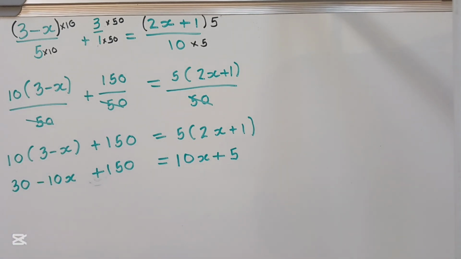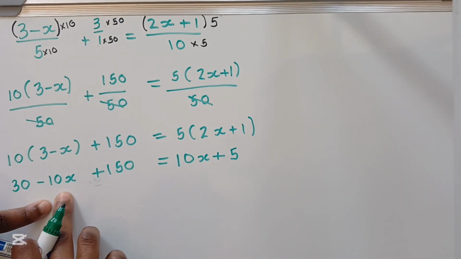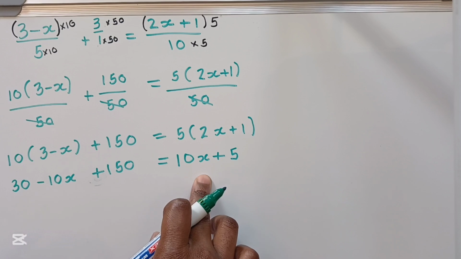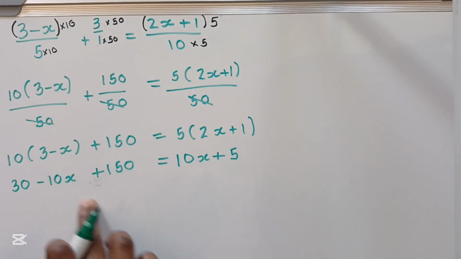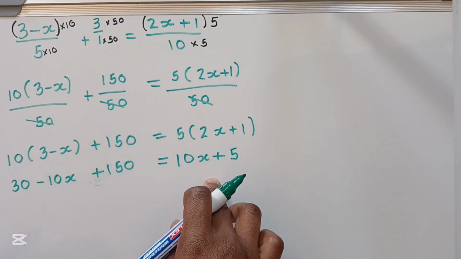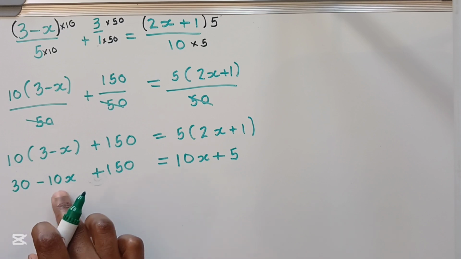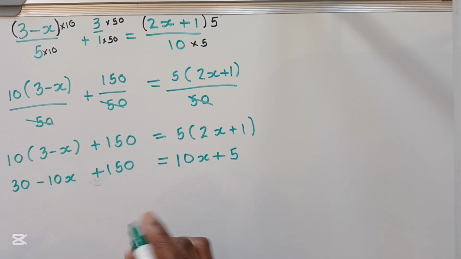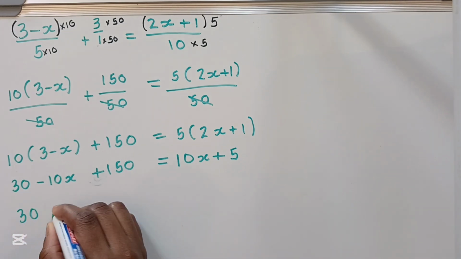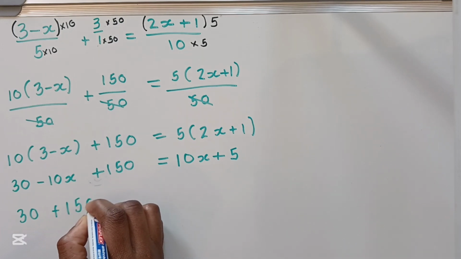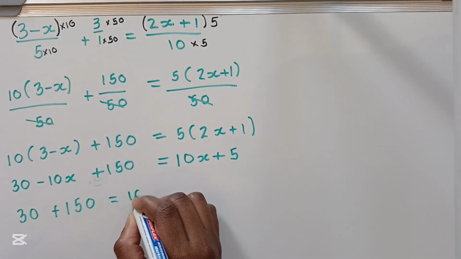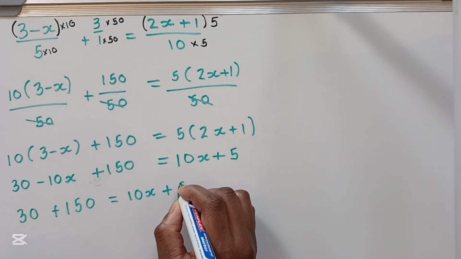All right, the next step is we want to keep the unknown variables on one side of the equation and keep the rest on the other side. Here we have negative 10x, and then here we have 10x. So we can either move this 10 this side or this one this side, right? So I'm going to move this negative 10x this side. So we have 30 plus 150 equals to 10x plus 5.